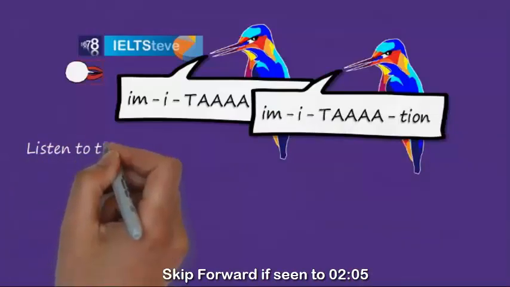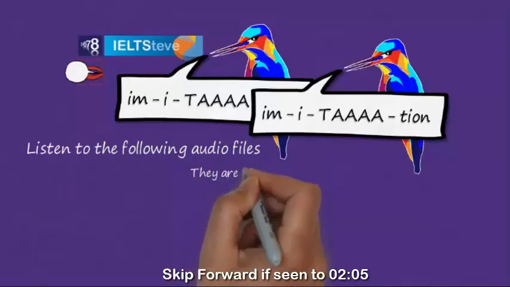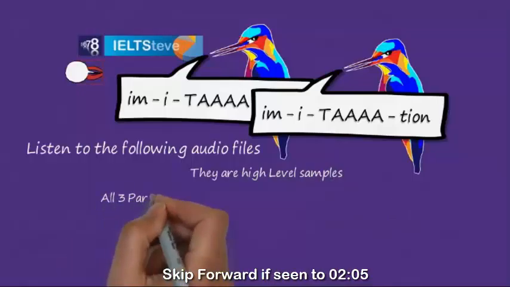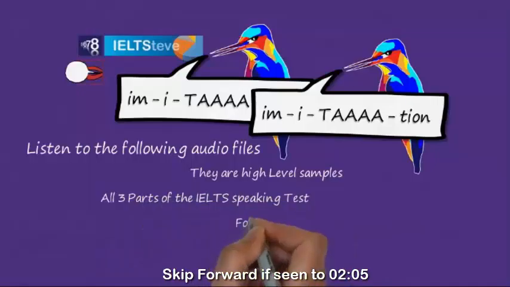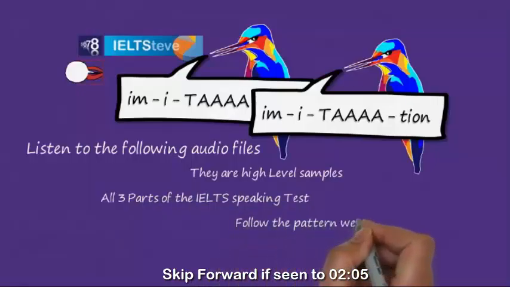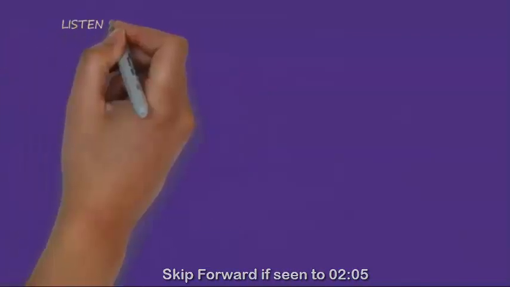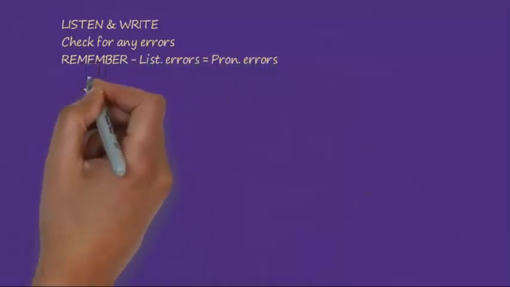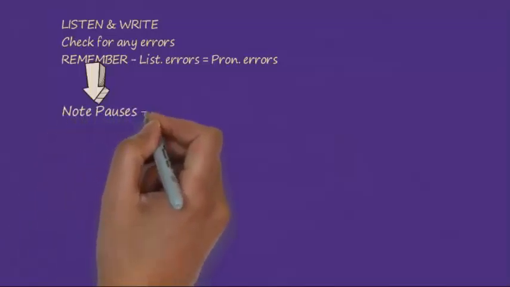We're going to listen to the following audio files. I've got more than 3 files from different level samples, and there'll be a series of imitation ones coming up for part 1, 2, and 3. So we need to follow the pattern we've talked about in the previous videos. First, we want to listen carefully. And we're going to check for any errors in our writing, and remember that those listening errors are most often pronunciation errors.